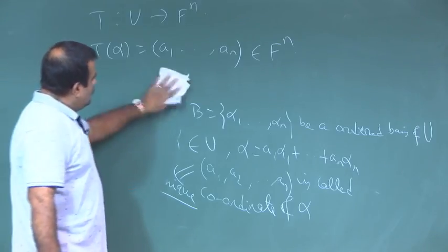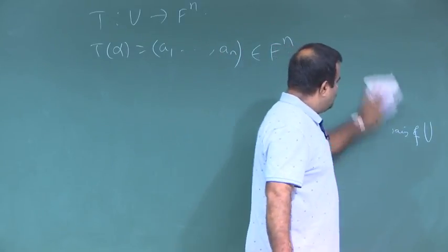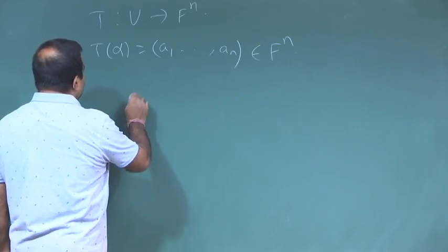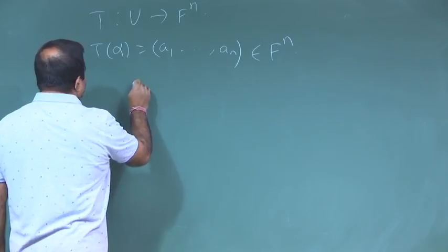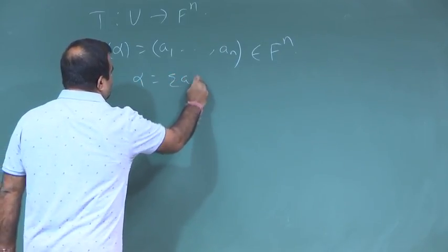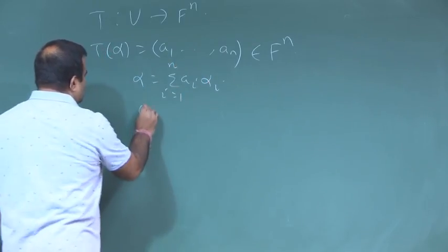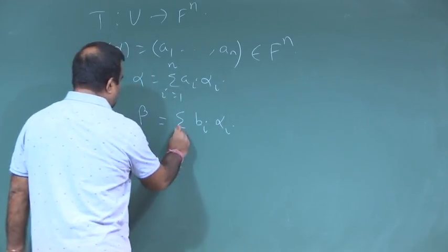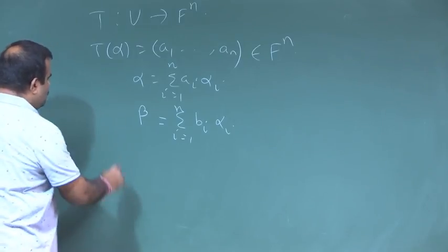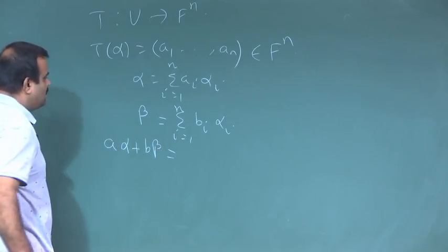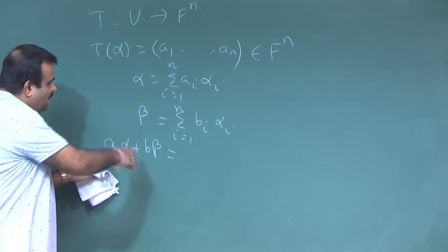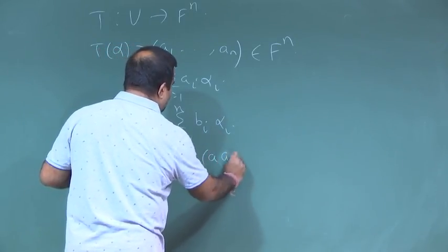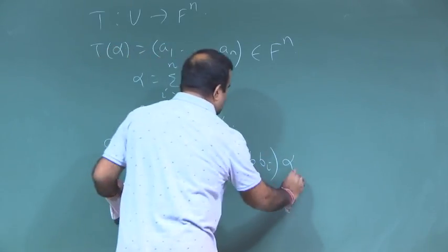So, we need to show that this is a linear transformation, and also that it is a bijective mapping. How to show this is a linear transformation? Our ordered basis is alpha 1, alpha 2, ..., alpha n. So, alpha is the summation of a_i alpha_i, i equal to 1 to n. We take another vector beta, which is the summation of b_i alpha_i, i equal to 1 to n. Now if we take a alpha plus b beta, we can write it as the summation of (a a_i plus b b_i) alpha_i.